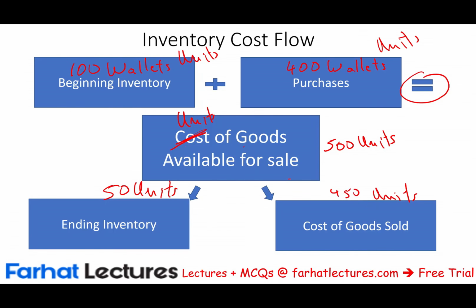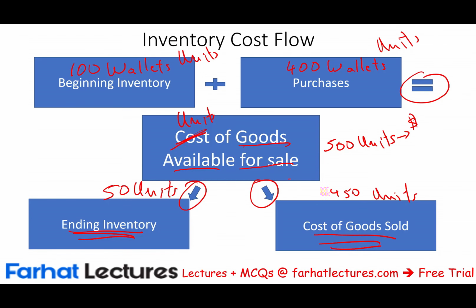There's an important relationship here I want you to see. The first relationship is this. Goods available for sale, whether that's a dollar amount or units, it does not matter, will be split between ending inventory and cost of goods sold. One more time. Units or goods available for sale.